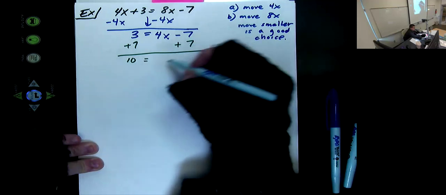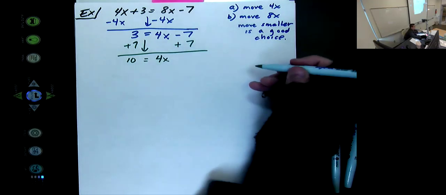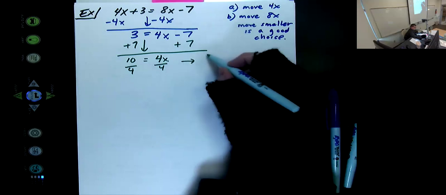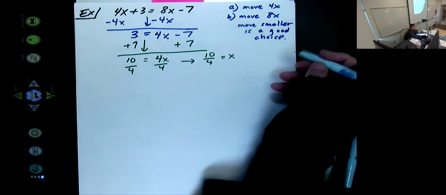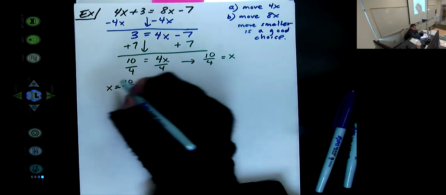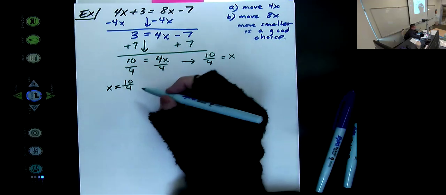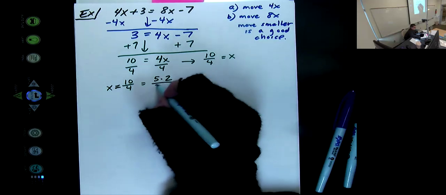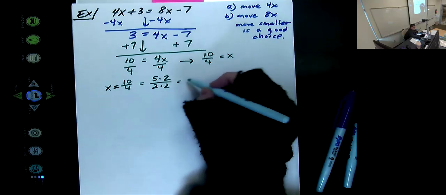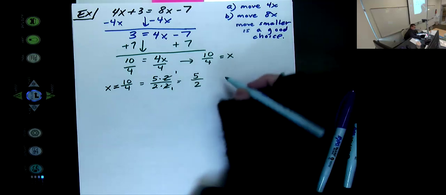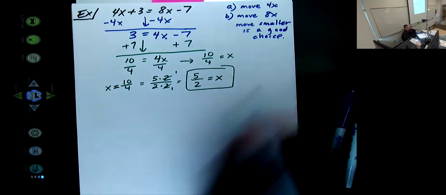3 plus 7 is 10. And finally, we divide by the 4. This gives me 10 over 4, which equals x. And I can write that as x equals 10 over 4. I can switch the sides. This is not simplified. 10 and 4 are both even numbers. 10 is 5 times 2, and 4 is 2 times 2. So some 2s cancel, leaving behind a 1. And I get 5 times 1 on top, which is 5, 2 times 1 on bottom, which is 2. So 5 halves equals x.